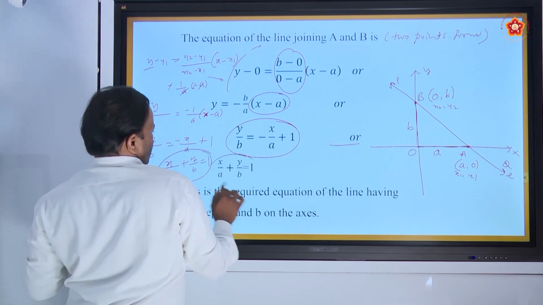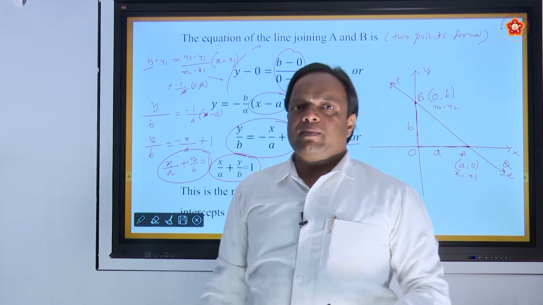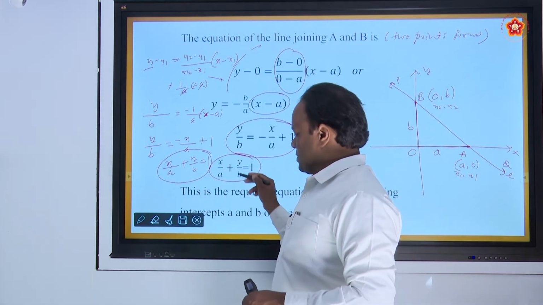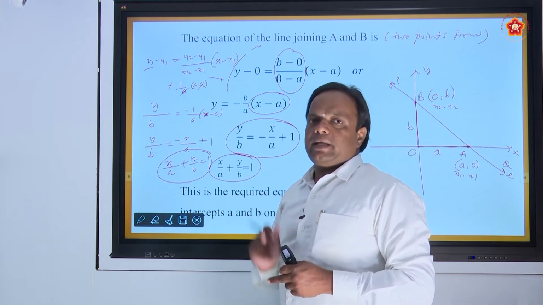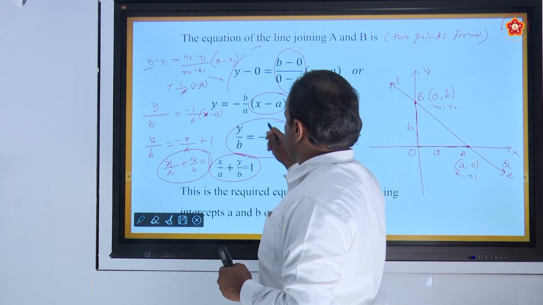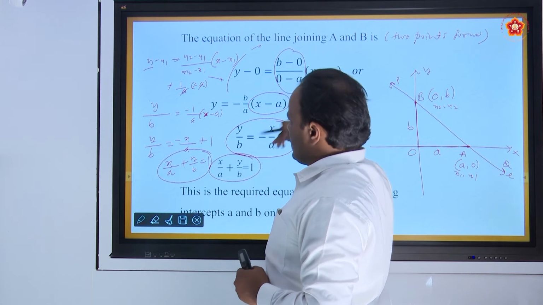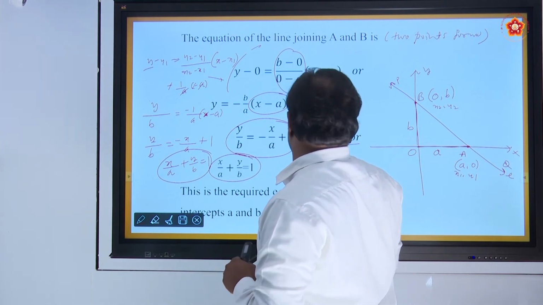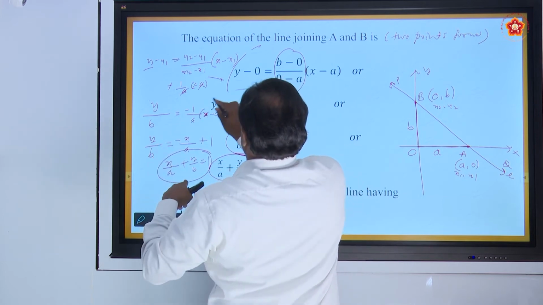Observe here, this is the last step: x by a plus y by b is equal to 1. This is the equation of the straight line. Which form? Intercept form. I think you understand the derivation and the simplification steps. I wrote each and every step in detail. Another method is cross multiplication, which gives this step.